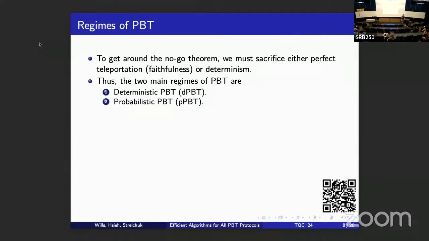So the first is deterministic PBT, DPBT. In this one, teleportation is deemed to have succeeded every time, but the qubit is teleported imperfectly. So it's a little bit messed up at the other end. So the teleportation fidelity is slightly less than 1. In probabilistic PBT, we don't succeed every time. So the protocol does fail sometimes, but we want to teleport perfectly when we do succeed.